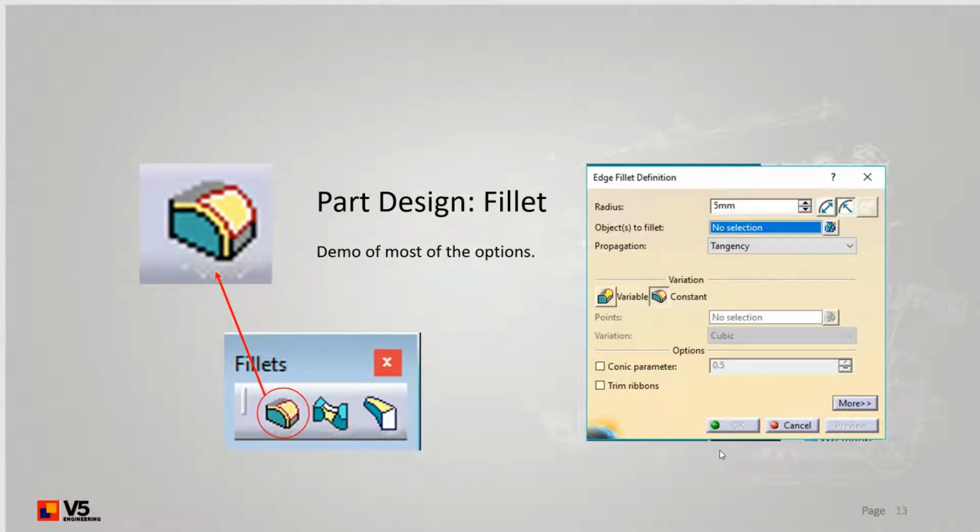Okay, now we're going to look at doing the filleting in 3D using the fillet command. Now there's actually 3 different fillet commands, but we're going to look at the very first one, and we're going to look at most of the options, not all of them, but we're going to get a good overview of most of the options.